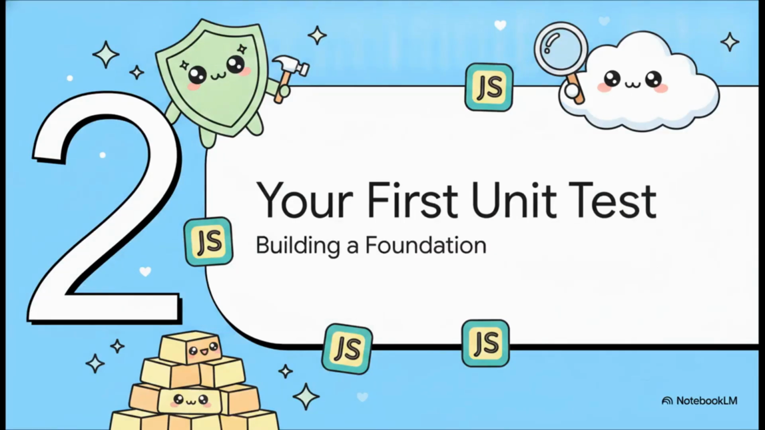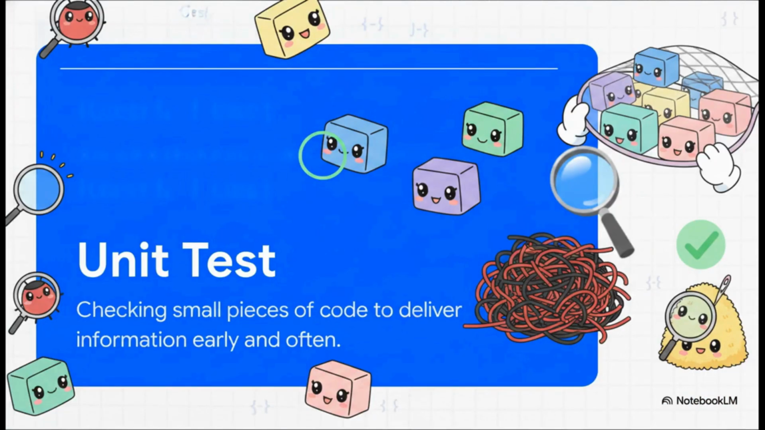Moving right along to Section 2, your first unit test, building a solid foundation. With our playground all set up and ready to go, let's grab our first actual tool out of the belt. You really need to think of unit testing as your absolute first line of defense. Because instead of testing the entire massive application at the very end, where finding a bug is quite literally like finding a needle in a haystack, we isolate these small logic blocks.